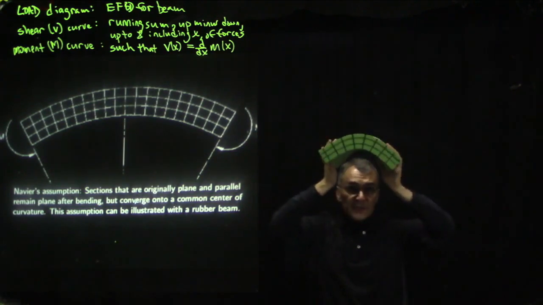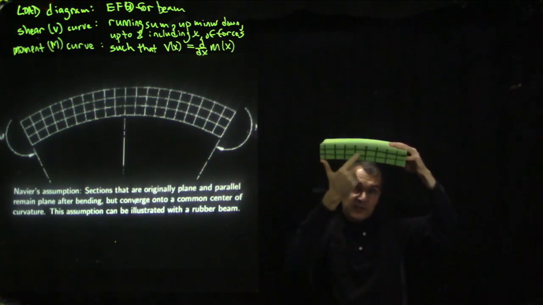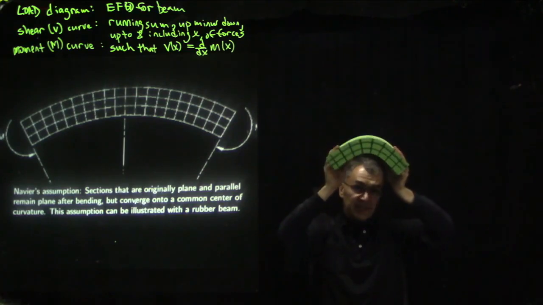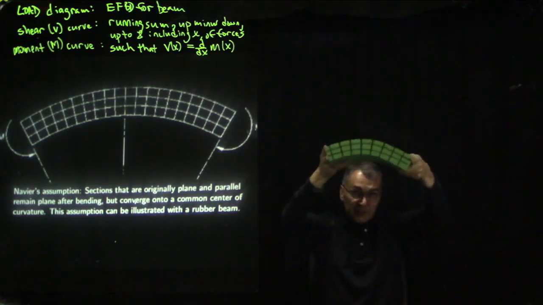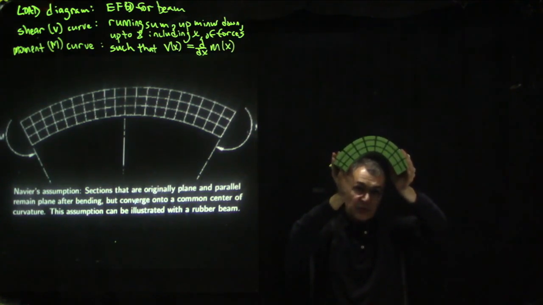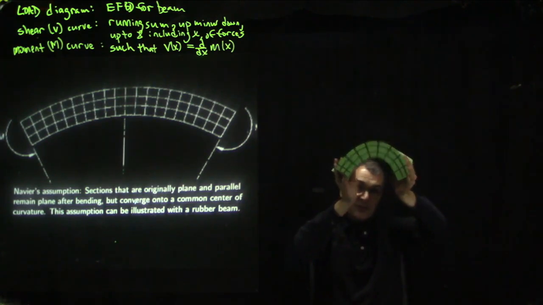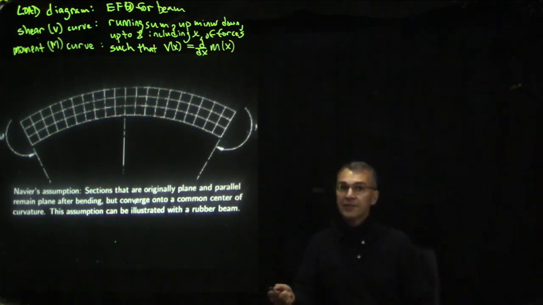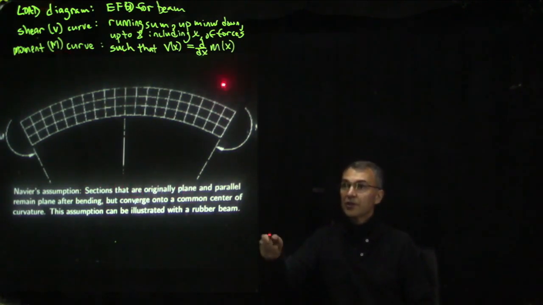Another thing you can notice is we start out with all these vertical lines parallel to one another, and those lines remain lines, but now you see if I bend this to a significant degree, then those formerly parallel lines seem to converge towards some center. They kind of become rays that emanate out from a point. So let's see if we can analyze that. Navier's hypothesis is that sections that are originally plane and parallel remain plane after bending, but they converge onto a common center of curvature.